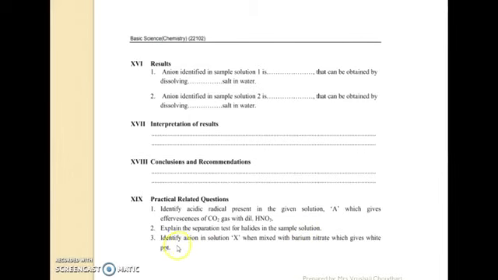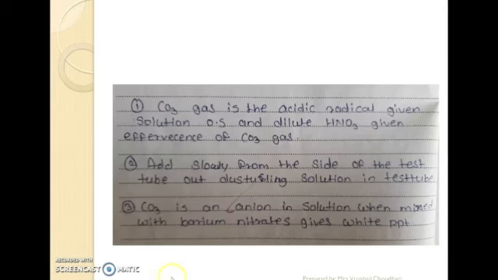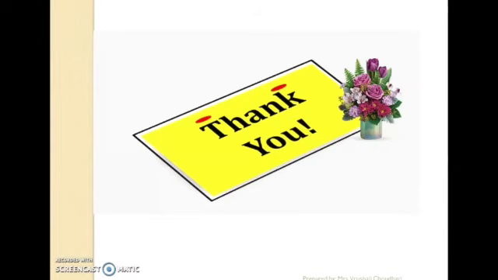Third question: identify the anion in solution X, which when mixed with barium nitrate gives a white PPT. What is that? This is the wrong answer. If SO4 2- is present, it will give a white PPT with barium nitrate. Thank you so much. After this, I will show you how exactly it will take place.